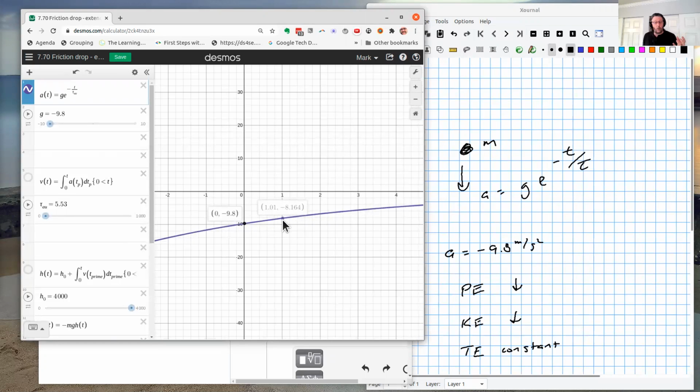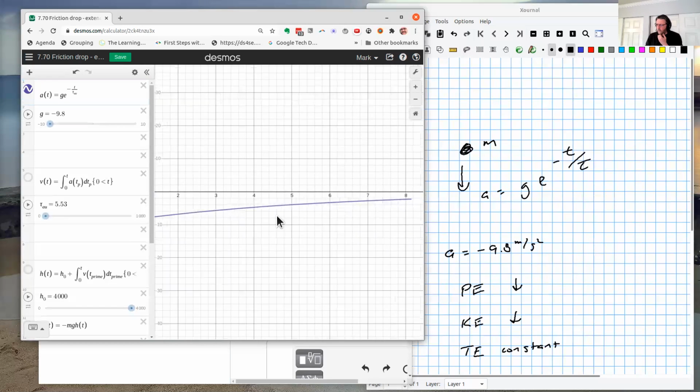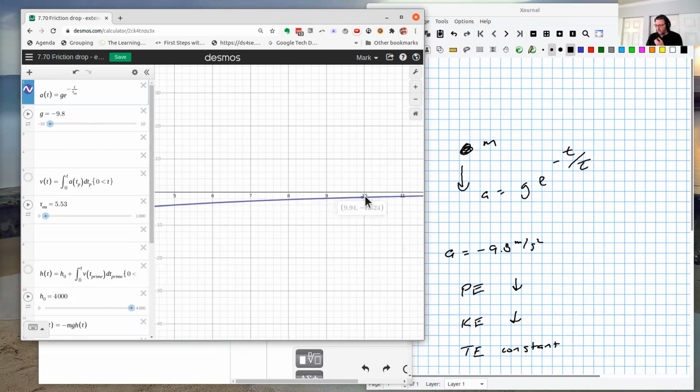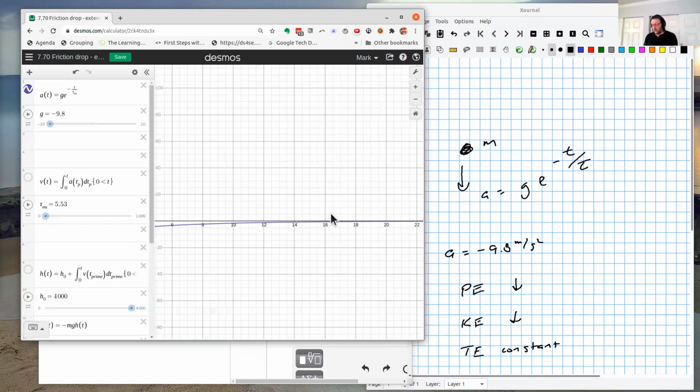After 1 second, g is already down to negative 8.1 meters per second squared. And by 5 seconds, it's down to 3.9 meters per second squared. So the acceleration is decreasing really quickly, and it's close to zero within 10 to 20 seconds. You actually see that in the limit, as the problem later talks about, as time goes towards infinity, the acceleration is tending towards zero.